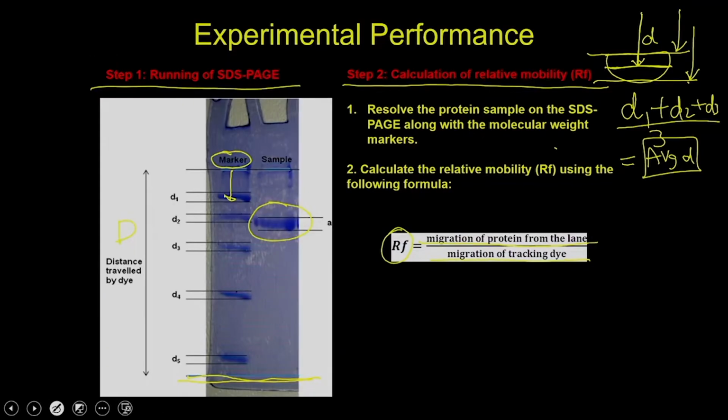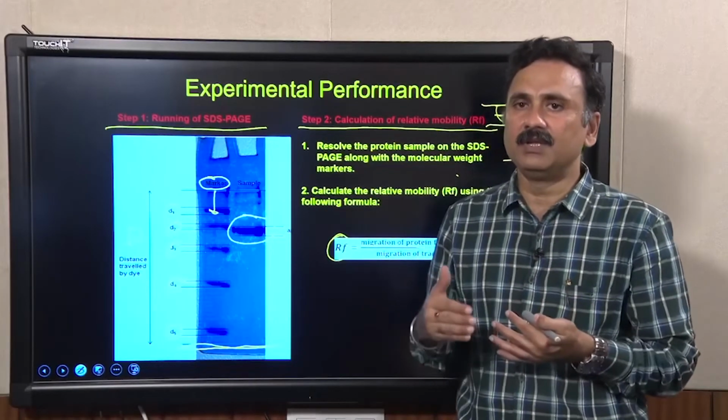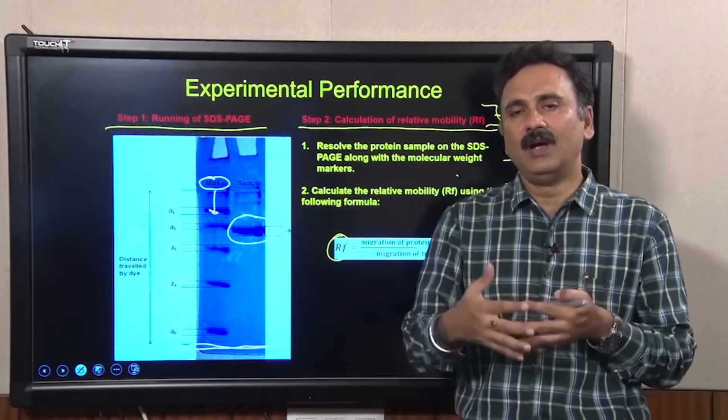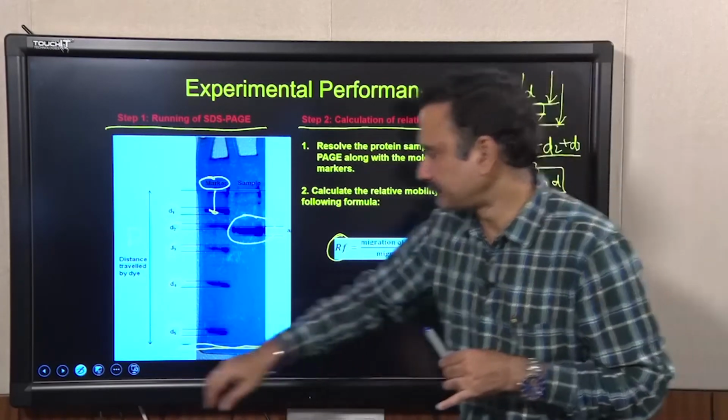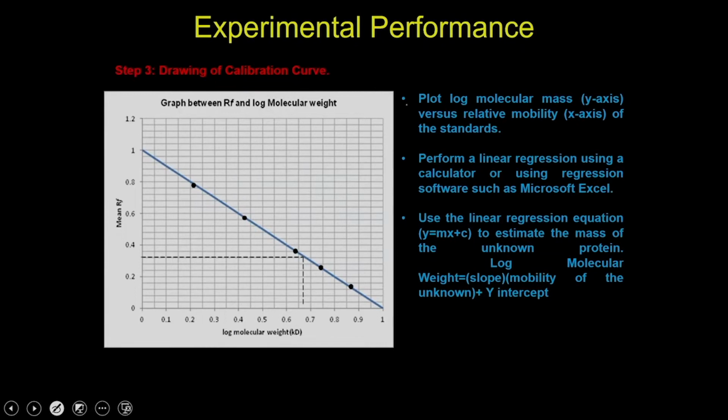So, once you have calculated the RF value for D1, D2, D3, D4 and D5, you are going to get the RF values of the individual proteins, and then in step 3 you can draw a calibration curve between the RF versus the log molecular weight. Utilizing this, you can plot the log molecular weight on the y axis versus the relative mobility of the standard on the x axis. So, what you are going to get? You are going to get a negative curve, and it is going to follow the equation y equal to mx plus c.